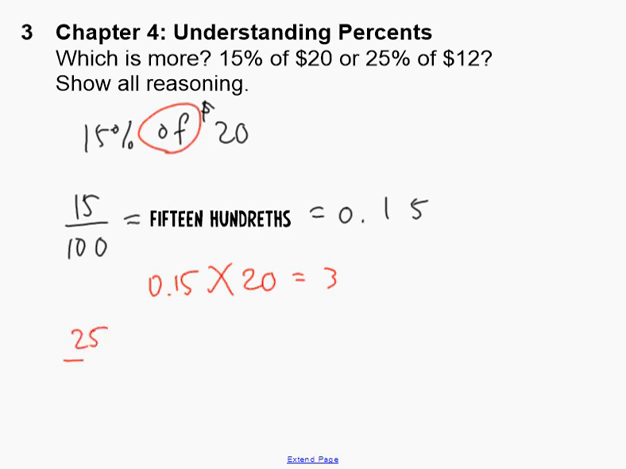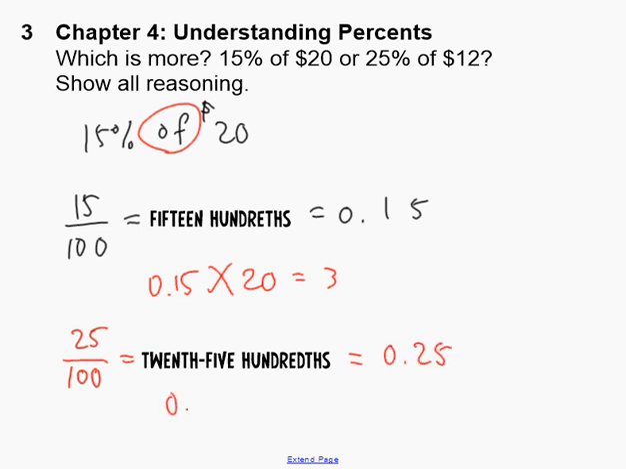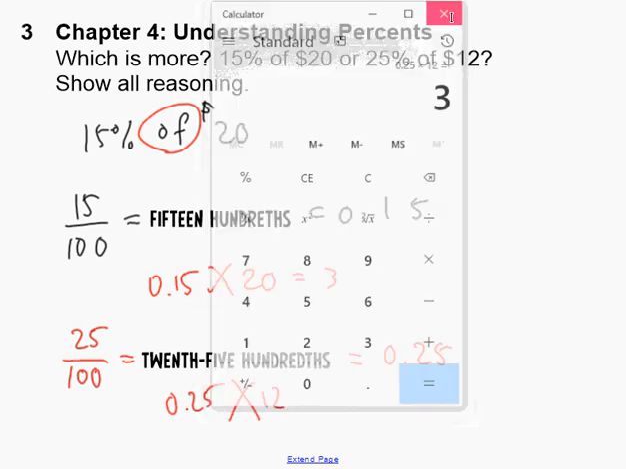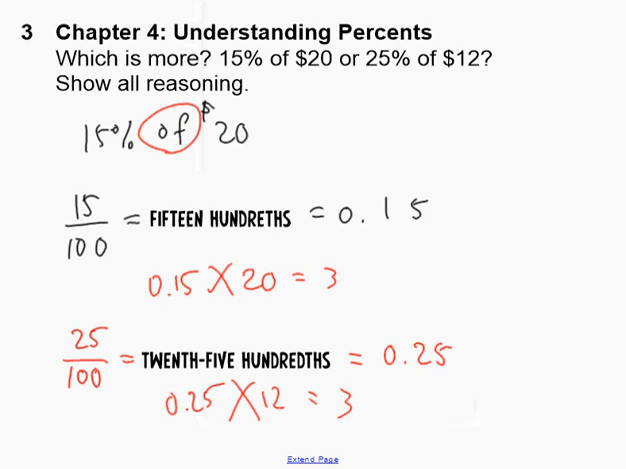Now, if I repeat this process for 25%, 25 over 100 is 25 hundredths, which would be written as 0.25 as a decimal. So therefore, 25% of $12, if I bring my calculator up and ask it, what is 25 hundredths or 25% of $12? It will tell me 3 as well. So two ways to do it. You could have done it mentally, or you could have used a calculator. Whatever you used is fine.